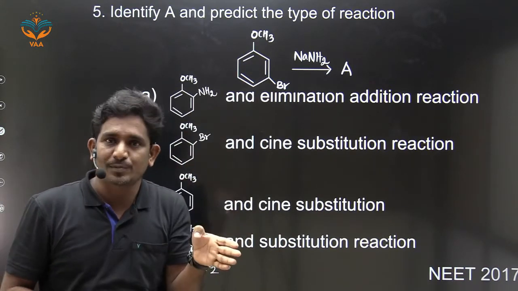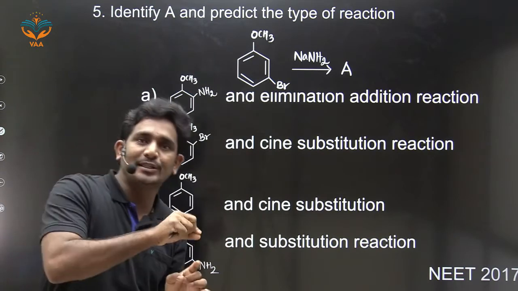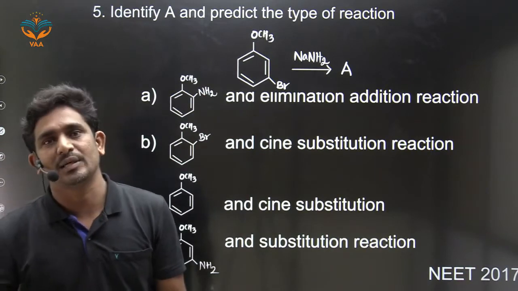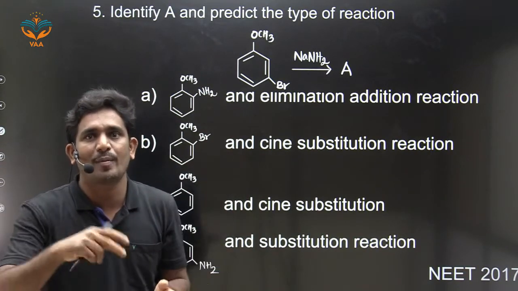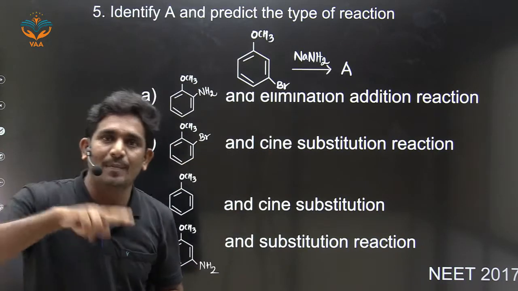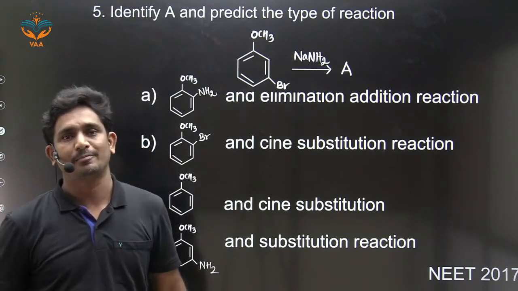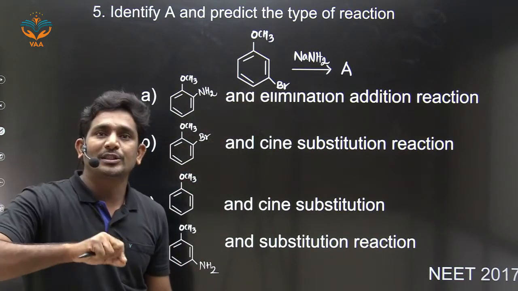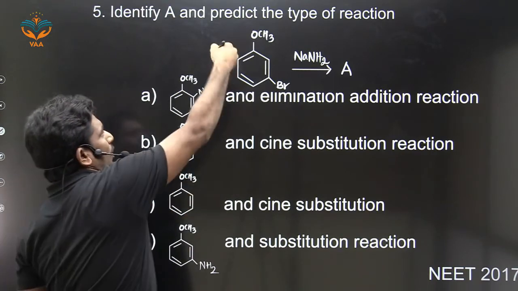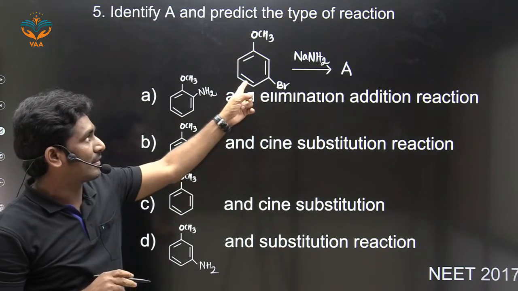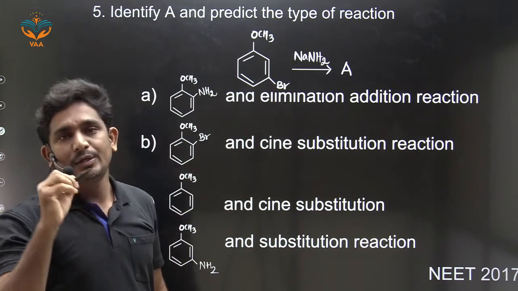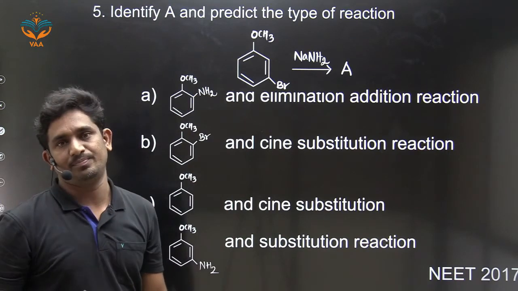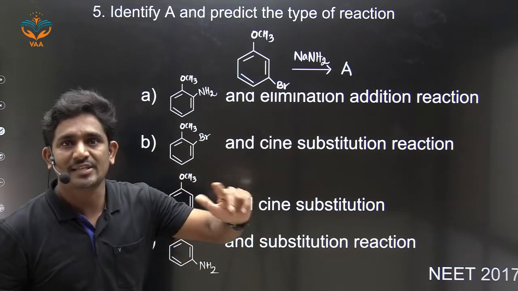One follows addition followed by elimination. The other follows elimination followed by addition. But which one follows which? That is important, beta. When there is an electron donating group in the benzene ring, it will follow the elimination followed by addition mechanism, that is, the benzyne mechanism.